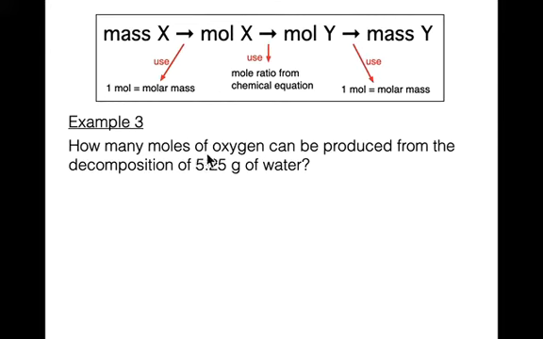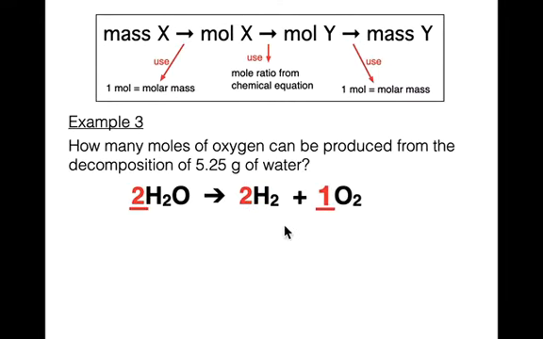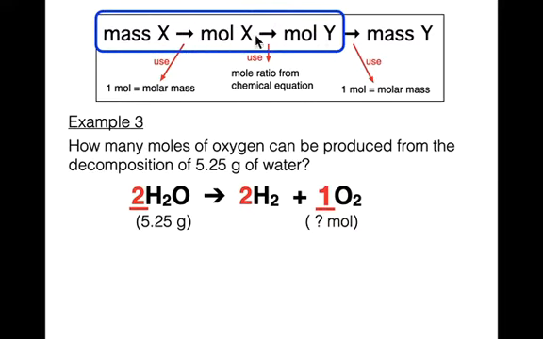How many moles of oxygen can be produced from the decomposition of 5.25 grams of water? Okay, so again, we need our balanced equation, and we'll summarize the word problem: the mass of water, and we want to know how many moles of oxygen. Now, in this case, we're given mass of one substance, and we want moles of another substance.